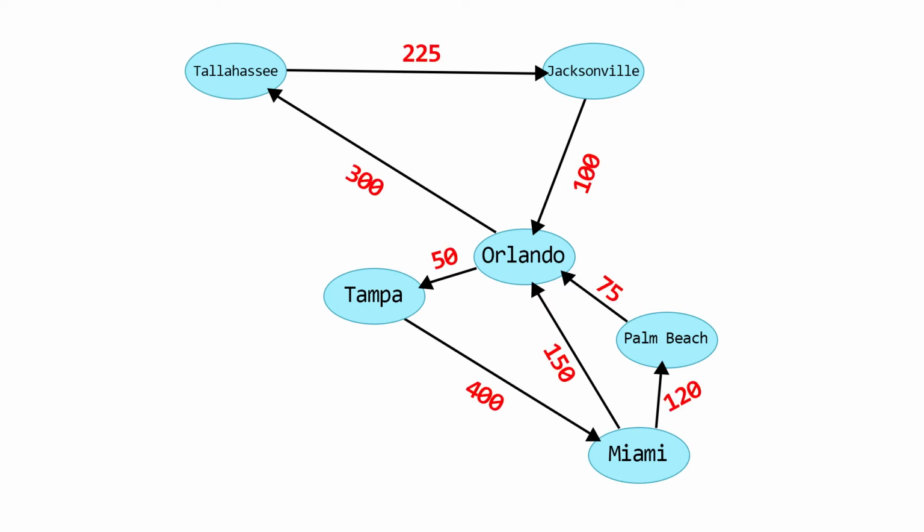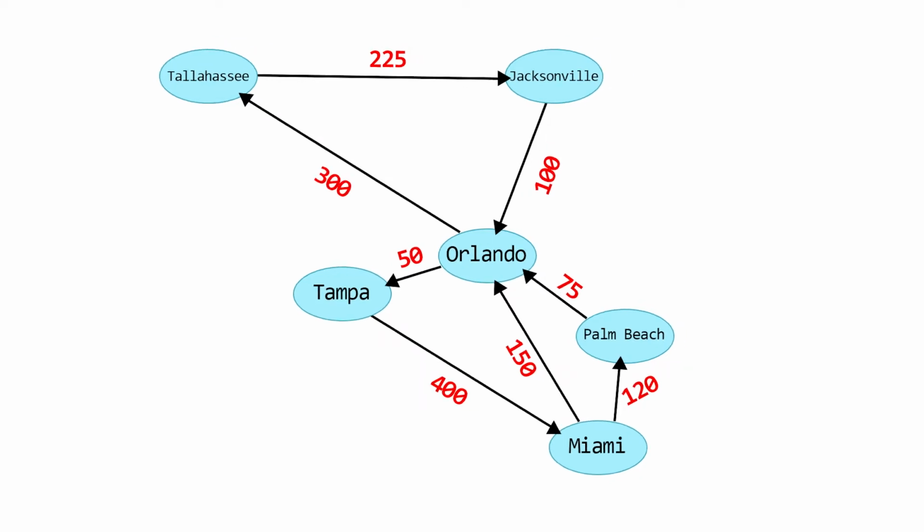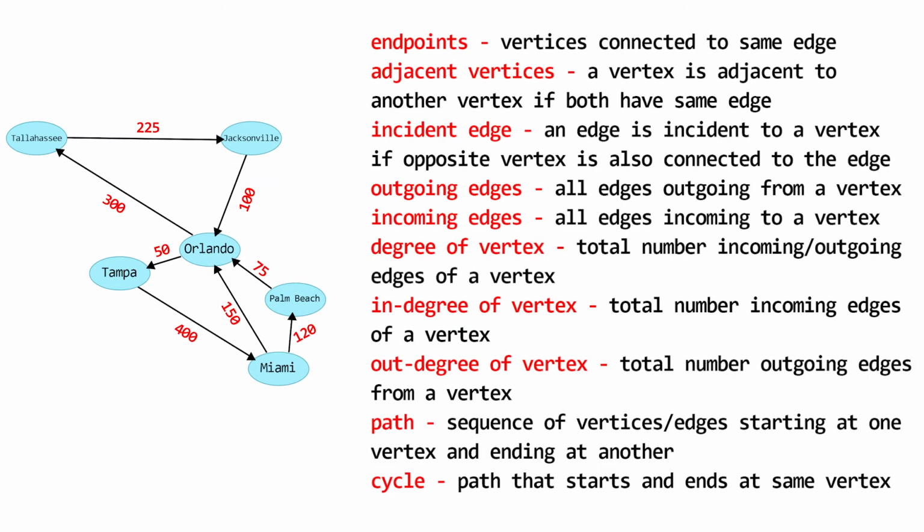These edges typically have a value, or what can be called weight. So from Tampa to Miami, we denoted the weight to be 400. In our example, this references the number of miles to get from Tampa to Miami. Let's go over some more of the terminology.